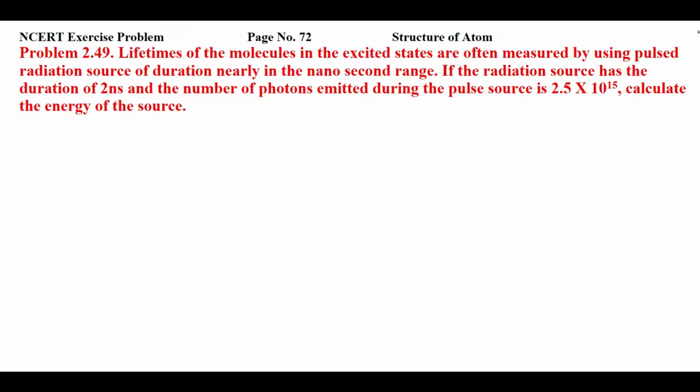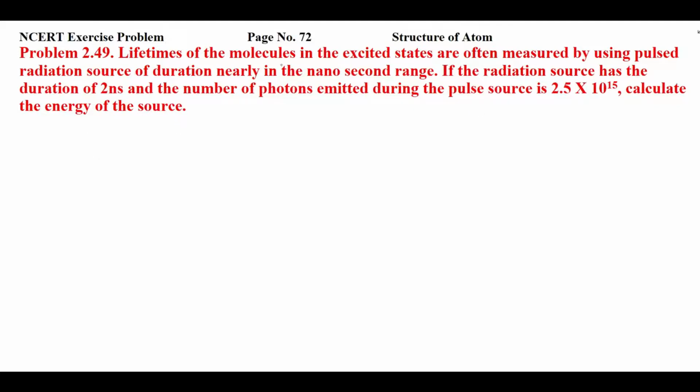Students, this is NCERT exercise problem 2.49 from page number 72 of the structure of atom, right? So let's read the statement. Lifetimes of the molecule in the excited states are often measured by using pulsed radiation source of duration nearly in the nanosecond range. If the radiation source has the duration of 2 nanosecond and the number of photons emitted during the pulse source is 2.5 into 10 raised to power 15, calculate the energy of the source.